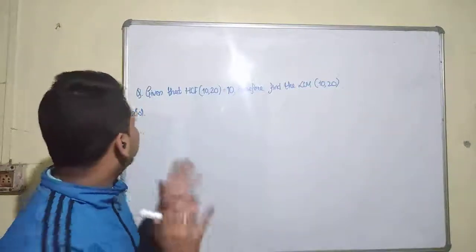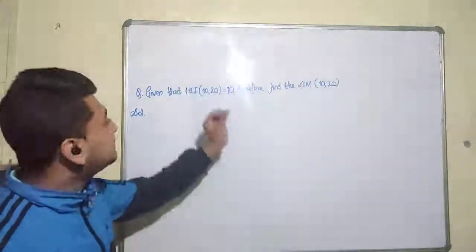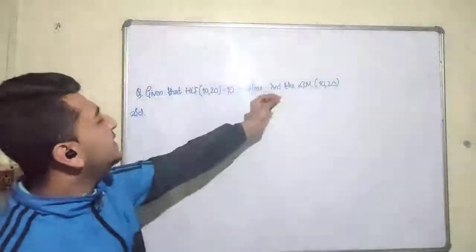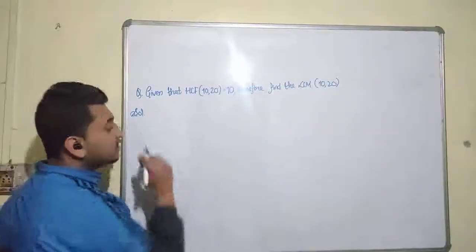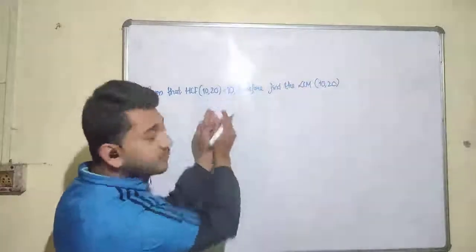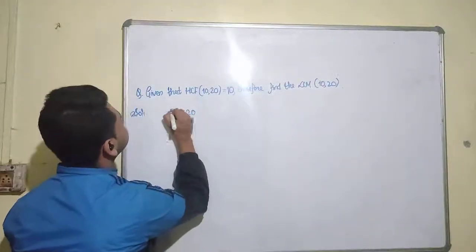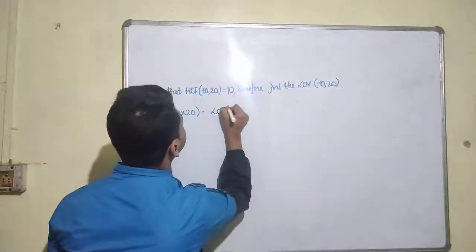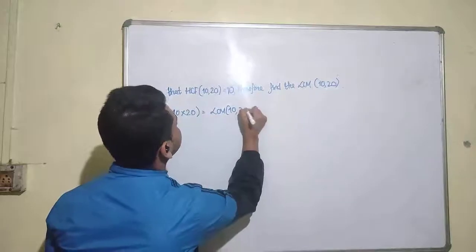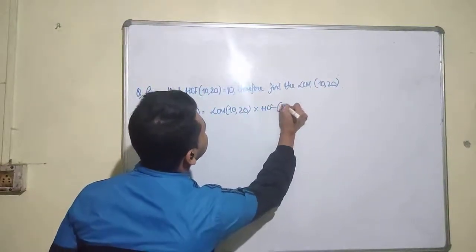So now we have this question. Given that HCF of 10 and 20 is 10, therefore find the LCM of 10 and 20. It's easy, right? So we know the product of two numbers. So we will take the product of 10 and 20. So 10 into 20 will be equal to LCM of 10 and 20 into HCF of 10 and 20.